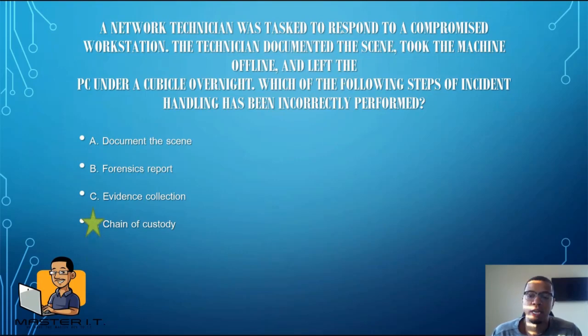Perfect. Chain of custody. Now, some of you might have been leaning towards evidence collection, but he actually collected the evidence. He just didn't do the right thing afterwards. Okay?